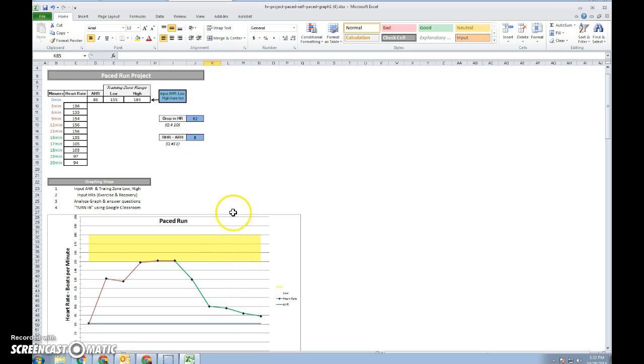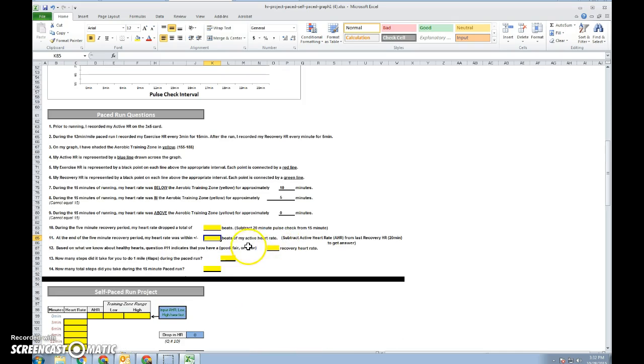That's the recovery heart rate compared to your active heart rate. This gap here, how far apart are those? Again, the math is already done for me here. For me, it would be 8. So I could plug those answers in on my question number 12 here.